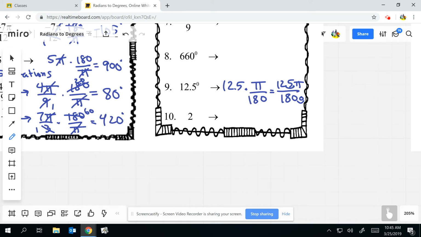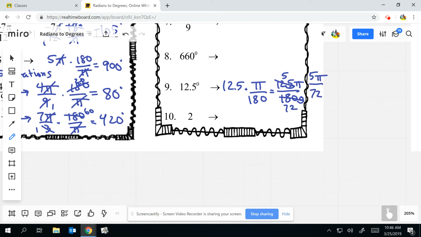That you can reduce. So if I took my calculator, I know I can divide 125 by 25. So 125 divided by 25 is 5. And 1,800, I know I can divide by 25. It's going to give me 72. If I look at those two, I notice there is no other reducing. 5 does not go into 72. So my answer there is 5 pi on top and 72 on the bottom.